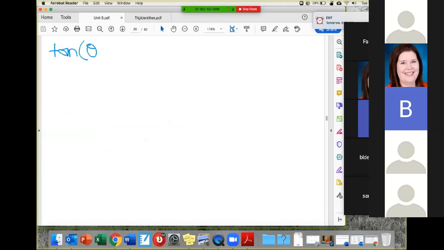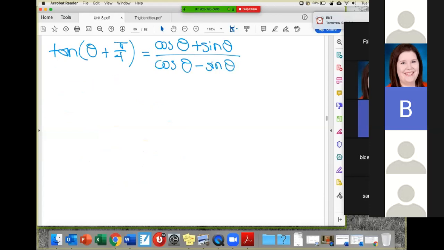Tangent of theta plus pi over 4 is equal to, whoops, not sine, excuse me, cosine of theta plus sine of theta over cosine theta minus sine theta. This one is a little bit tricky as to where you think you should start, because we always say the more complicated side, which most of you would probably argue is the right-hand side. You could try to go after that. It's a little bit hard to replace a single cosine or a single sine.